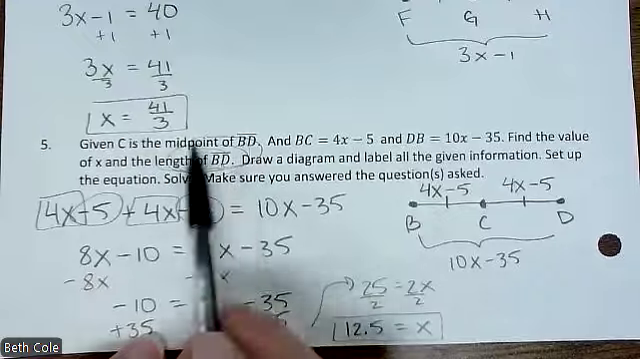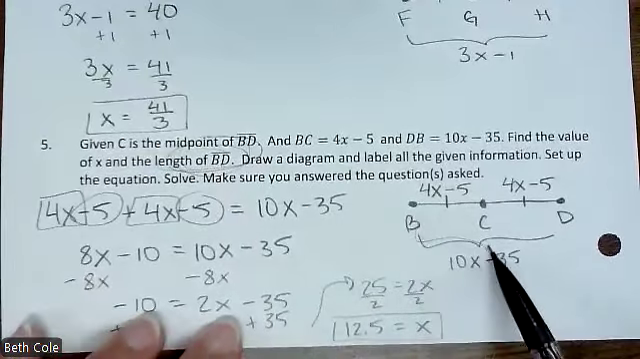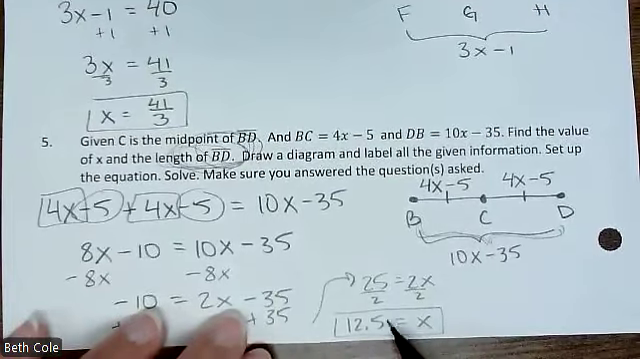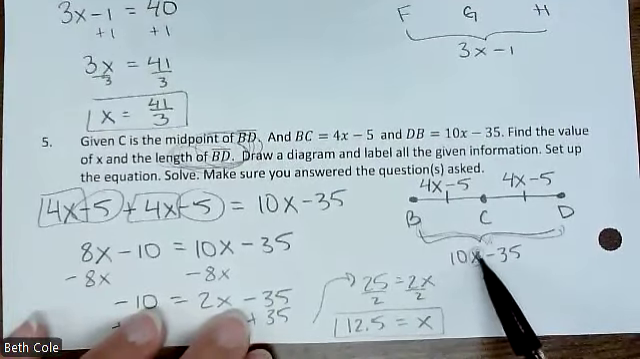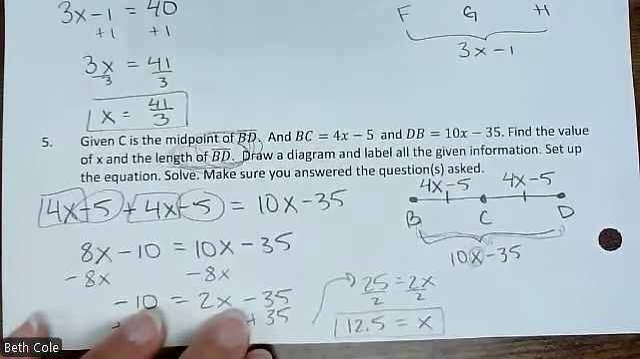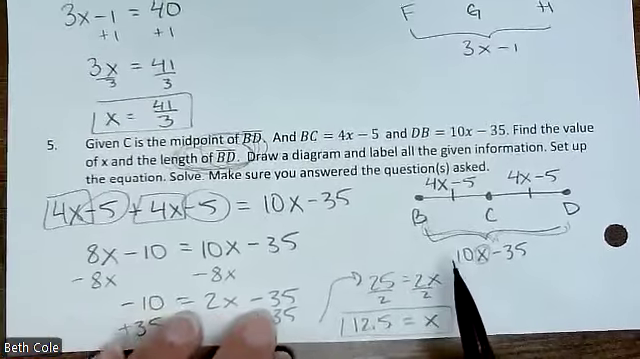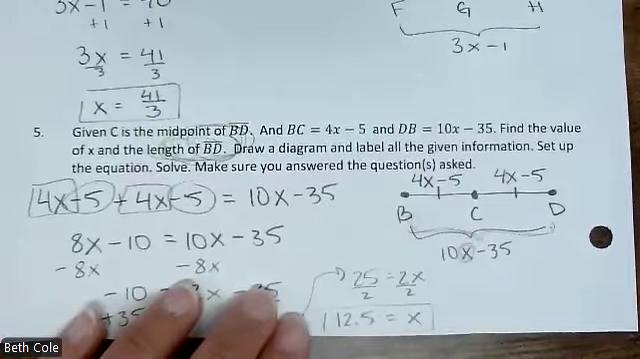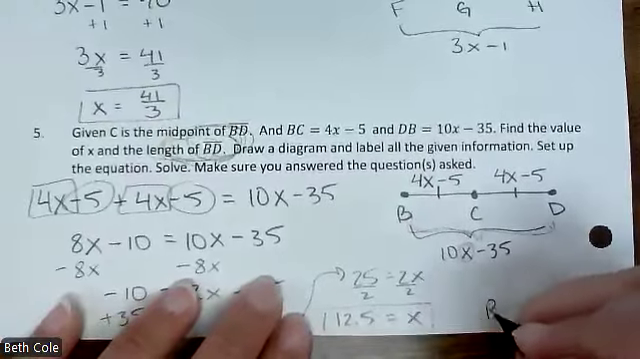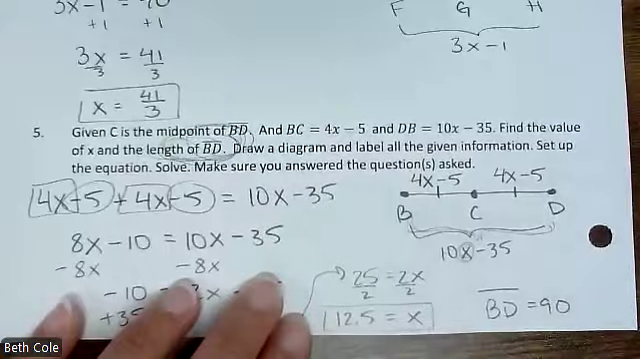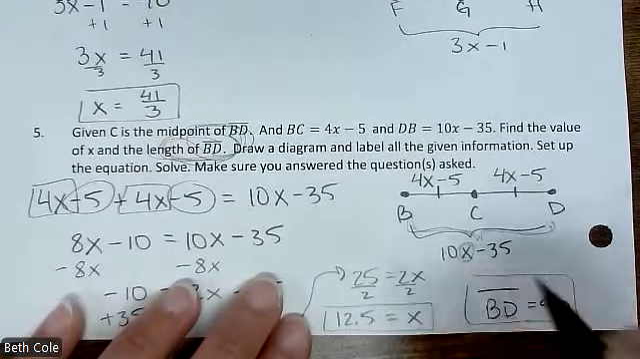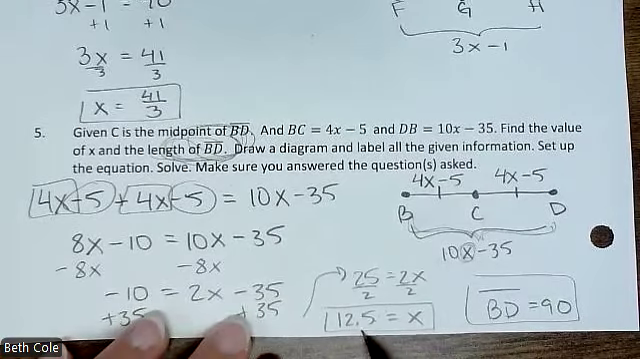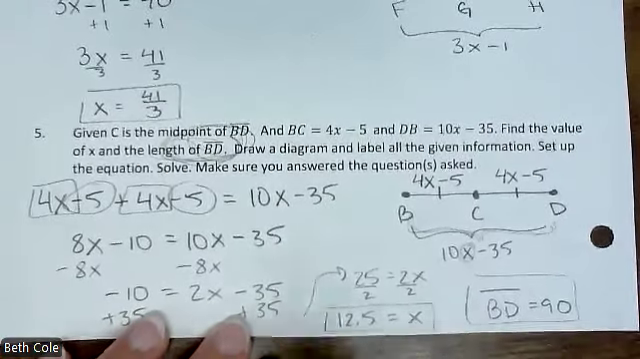So when it says find the length of BD, that's this one. You have to read, all right? And then you have to look at the correct one. You want to take 12.5 and plug it back in for x there. I'm actually just going to type that in the calculator real quick. 10 times 12.5 and then minus 35 equals 90.